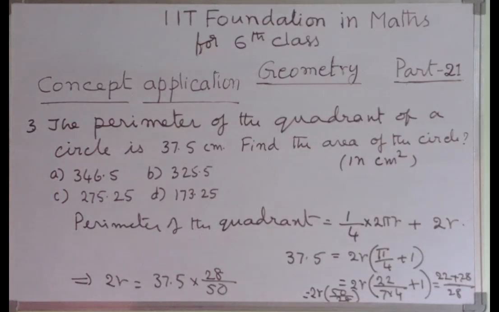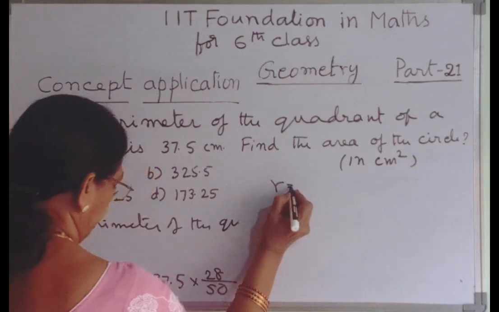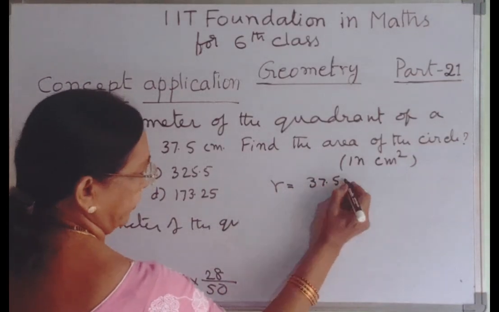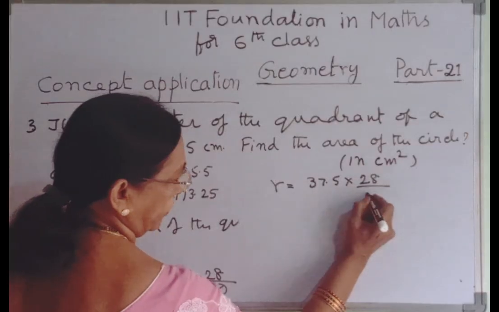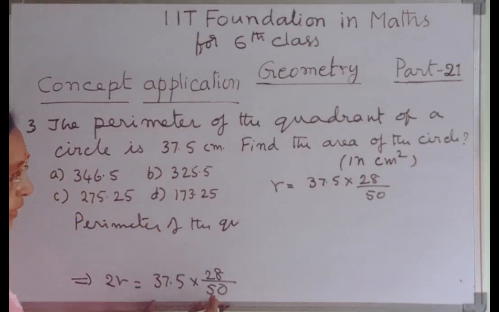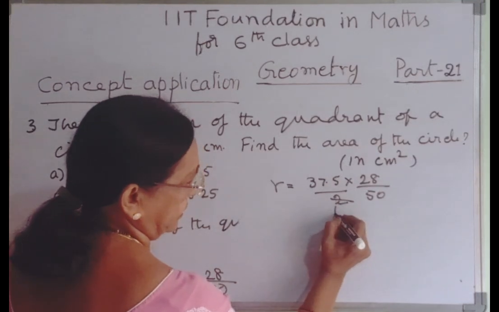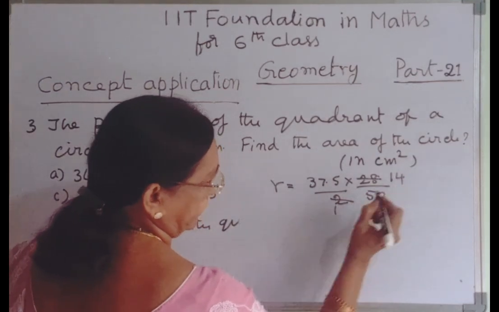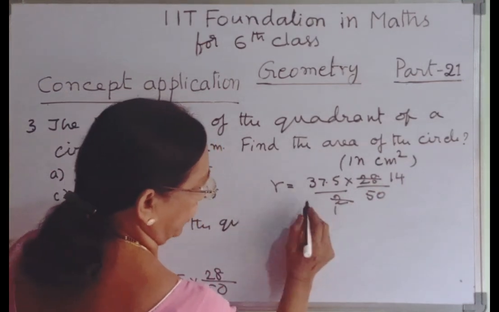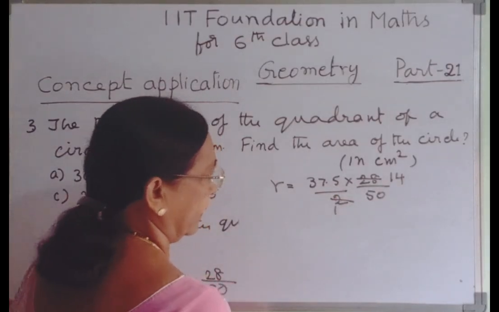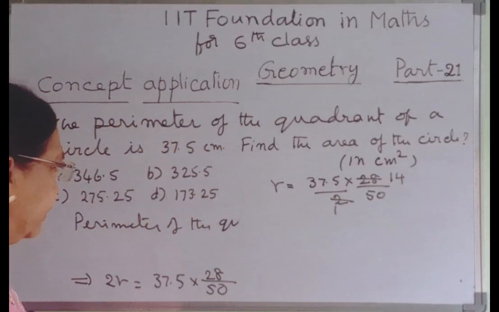So r is equal to 37.5 into 28 by 50 divided by 2. So 2 1s, 2 14s. Therefore r is equal to 37.5 into 14 by 50. Let it be like that only.